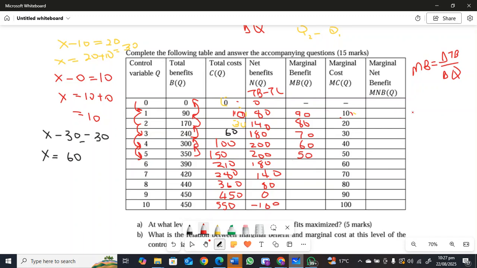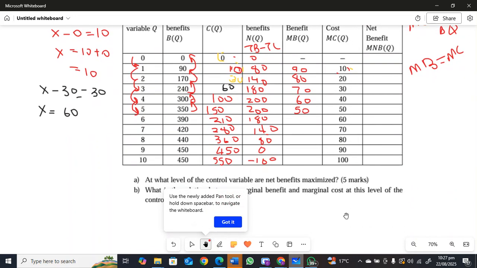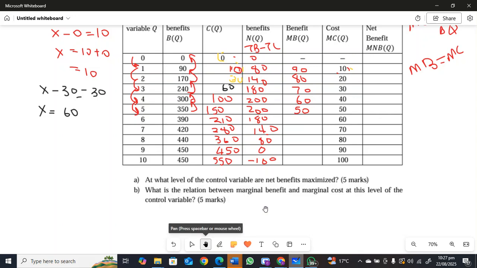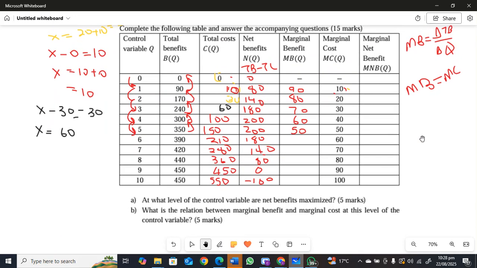Okay. And remember earlier on in the class, we said you produce where marginal benefit equals marginal cost. So when you see such a table like this, just know that question is coming. Now here they want to find where net benefits are maximized. Even here at 5 units. The same point where marginal benefit equals marginal cost, net benefits are maximized.